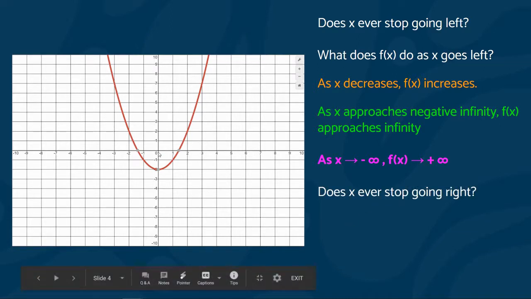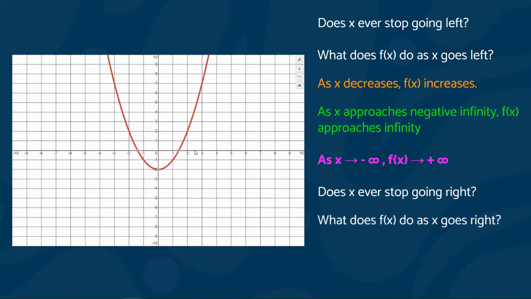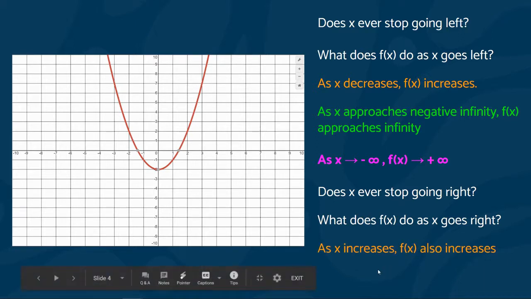On the right side, again, x's are getting bigger this time. The y's are also getting bigger. As you can see, it's growing up to the top of the screen. So as x increases, f of x also increases. And again, as x goes to positive infinity, f of x goes to positive infinity.